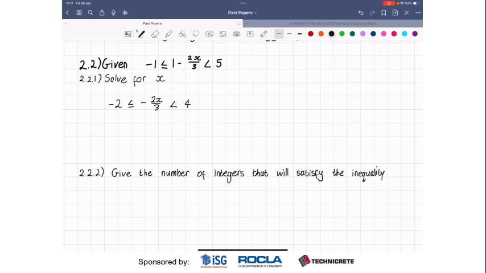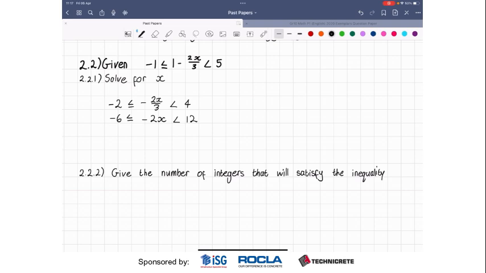Then I'm going to multiply everything by 3. So I'm multiplying the middle bit by 3, and I'm just left with this negative 2x. Then the left-hand side must be multiplied by 3 as well. That's going to be negative 6. And the right-hand side must be multiplied by 3 as well, so that's going to be 12. So this is going to be negative 6, I'm just left with negative 2x, and this one is 12.